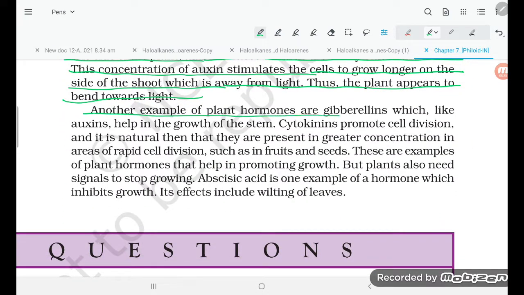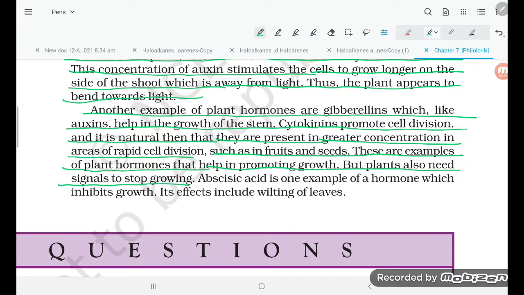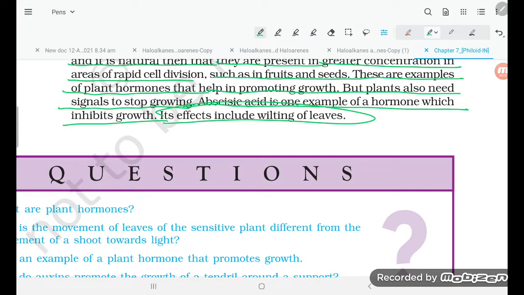Another example of plant hormones are the gibberellins, which, like auxin, help in the growth of the stem. Cytokinins promote cell division, and it is natural then that they are present in greater concentration in areas of rapid cell division, such as the fruits and seeds. These are examples of plant hormones that help in promoting growth, but plants also need signals to stop growing. Abscisic acid is an example of a hormone which inhibits growth. Its effects include wilting of leaves.